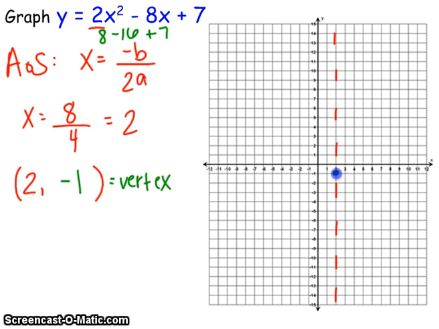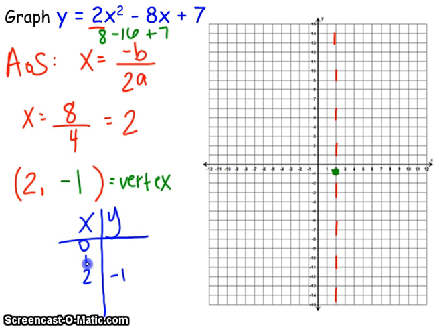And like I said, we know that this should be going up because it's a positive 2, but the question is, where does it go? It's going to be a vertical stretch, so it's going to be a little bit narrower than our parent function. But we can just use a table now that we have our vertex to figure out where other points are. So we know that 2 is our input value for our vertex, so I like to pick points around that. So you could pick 1 and 0.